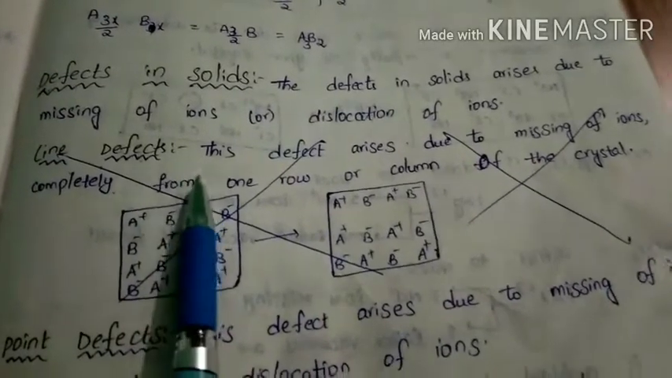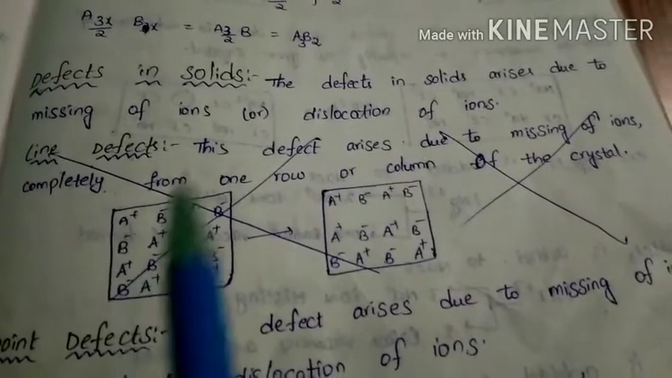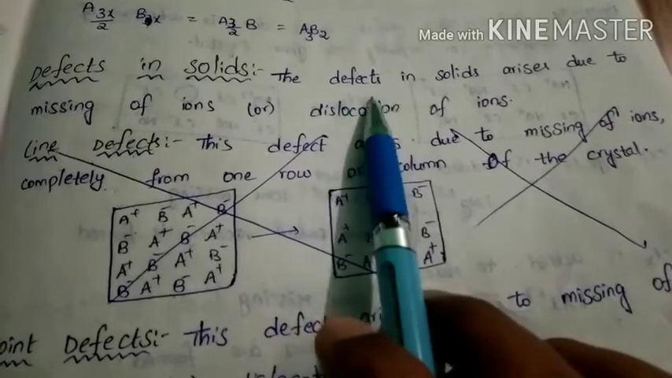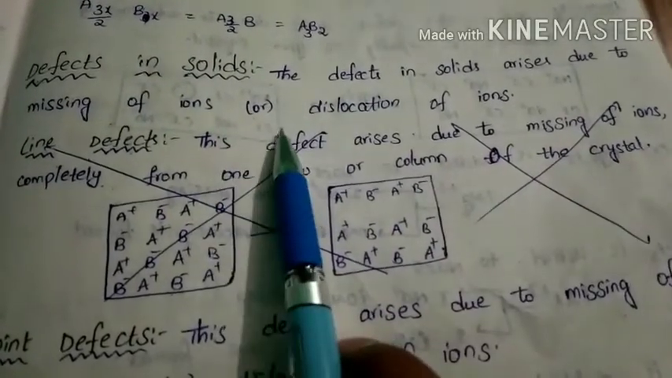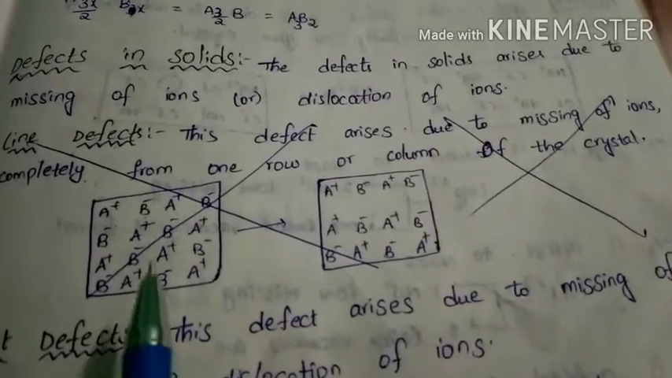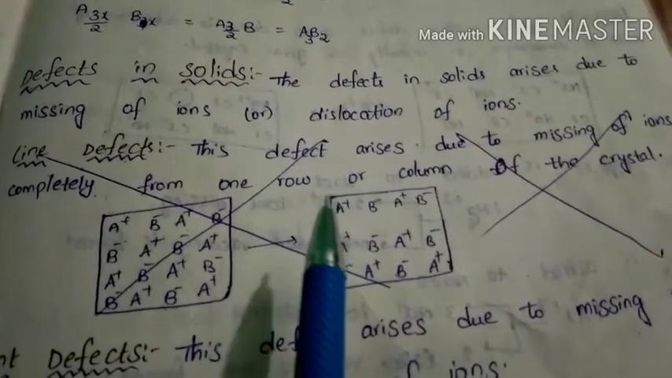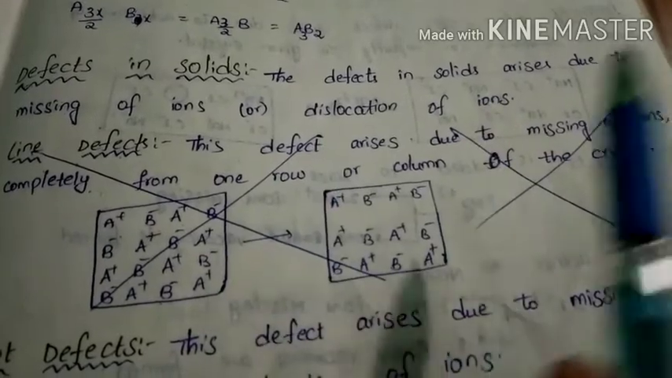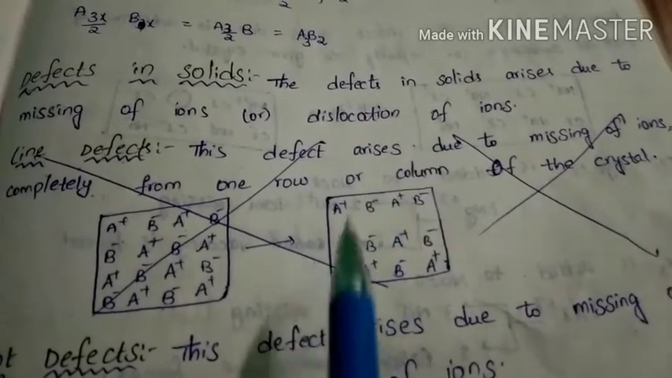Next topic is defects in solids. Here the defects in solids arise due to missing of ions or dislocation of ions. That means if ions are missing from the crystal, or if ions are not present in their positions and occupy another position of the crystal, then defects arise.